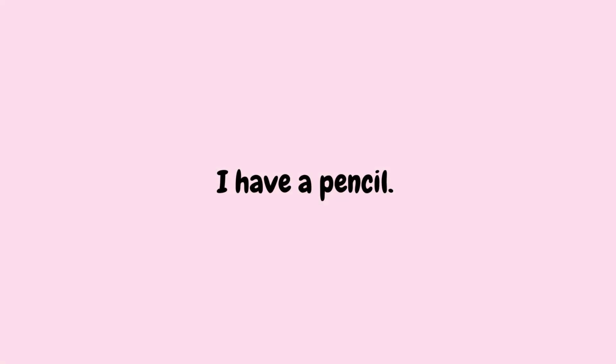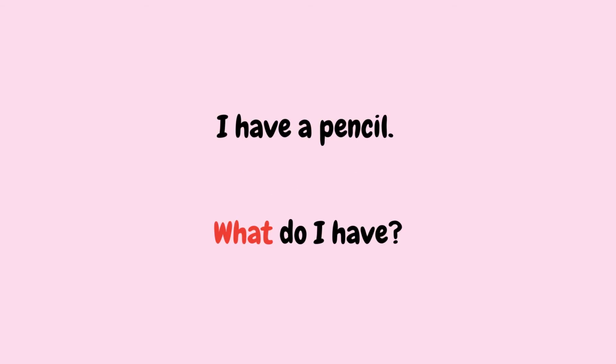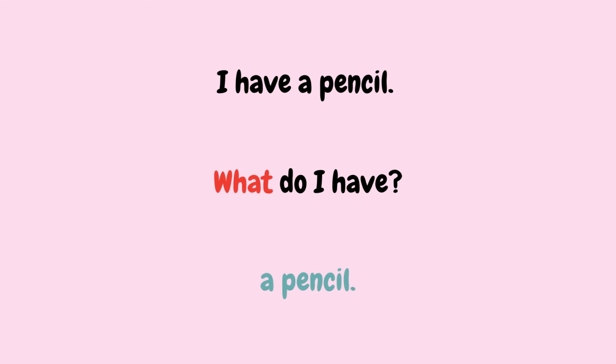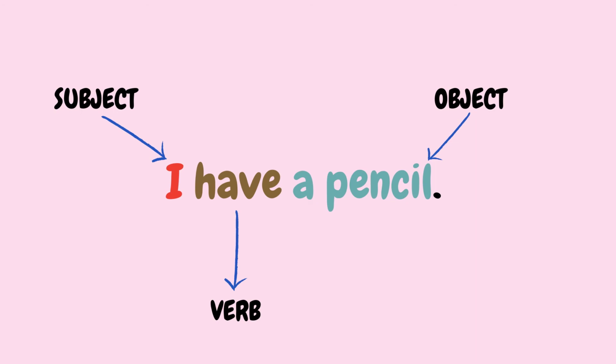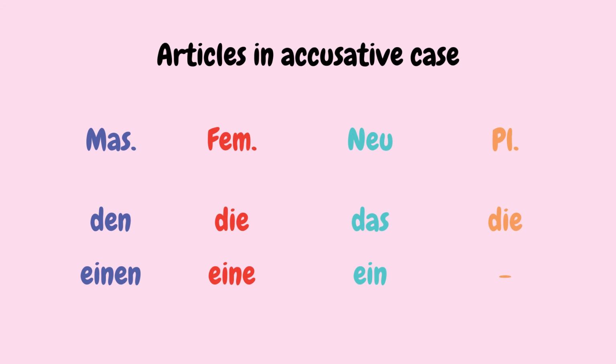Now, if I say, I have a pencil and ask the question, what do I have? The answer that I get, a pencil, becomes the direct object. And that's where the accusative case comes into the scenario. The definite article in accusative case for masculine nouns is den. The definite article in accusative case for feminine is die, whereas for neuter, that is Neutrum, is das, and for plural, it's die.